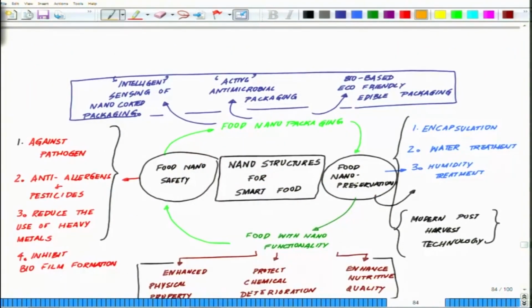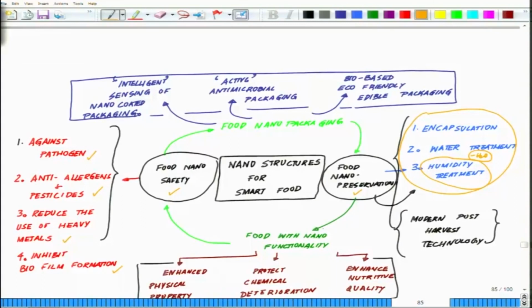We talked about food nanoprocessing, we talked about food nano safety against pathogen, against allergens, pesticides, and reduce the use of heavy metals and inhibit biofilm formation. And how to do this? We talked about encapsulating the food, water treatment. So, in other words, reducing the amount of water and keeping it an optimal water level, and humidity treatment, at what temperature you are doing without losing the quality of the food. This is very important, that you should not lose the quality of the food.